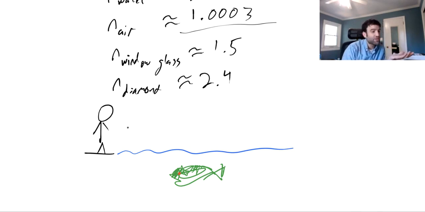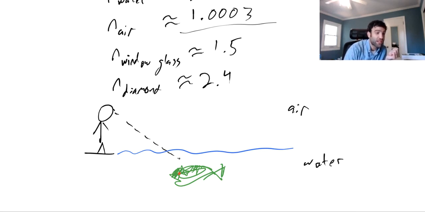How will light actually travel from, say, a spot on this fish to my eye? Well, because light travels faster in air than it does in water, we know that it will not take just a straight line path from me to this fish. Instead, it'll take a path that goes a little bit farther in air and then bends, so that there are these two straight line segments that it takes, one through the air and one through the water.